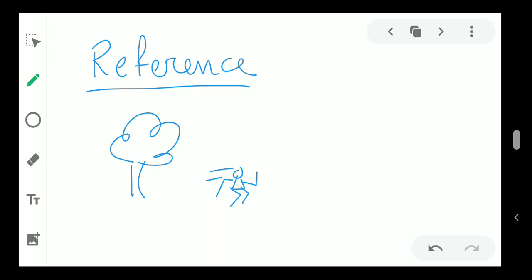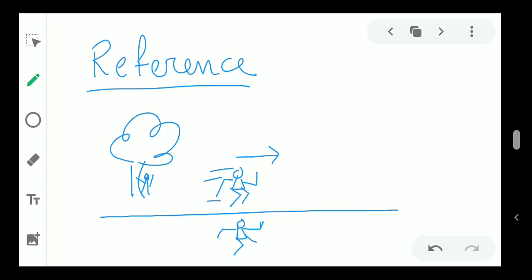So you are running, okay, and there is a tree. So what I can say is that you are in motion with respect to the tree. That means if I stand here with the tree, I will see that you are running. But if I run also with the same speed as you, then what will happen? For me, you will be at rest, because you and I are both running together.